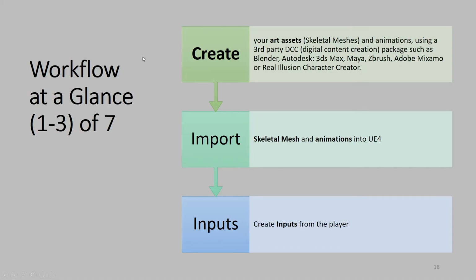Two more slides which go over the key seven steps at a glance. Again, create your assets. Generally, these are done outside of Unreal, and here are some of the typical packages you might use. Blender's free. There's also 3ds Max and Maya, which are really robust, and ZBrush for creating really great sculptures. There's Adobe Mixamo or Real Illusion Character Creator. Then you bring all those assets in, and some of these, like Real Illusion Character Creator, pipe right into Unreal, and you can get animations, and they will just work right out of the box.